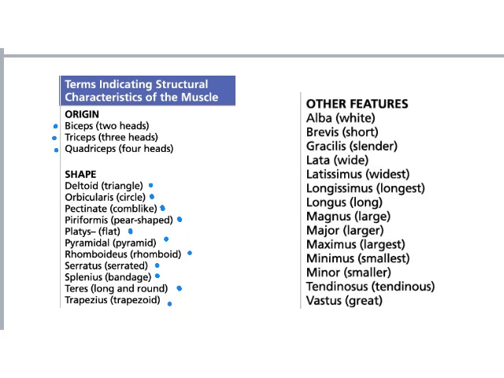So alba is white, brevis is short. So you're going to have brevis versus longus, gracilis, lata, latissimus, longissimus. Mostly you'll probably see longissimus. Magnus, major, maximus, minimus, minor, tendinosus, and vastus.